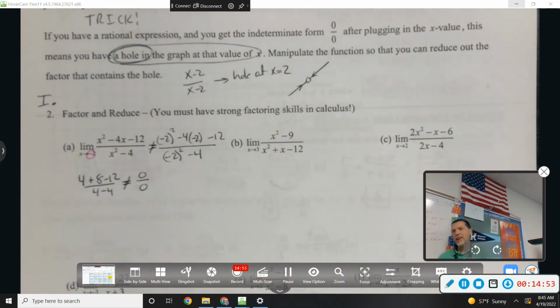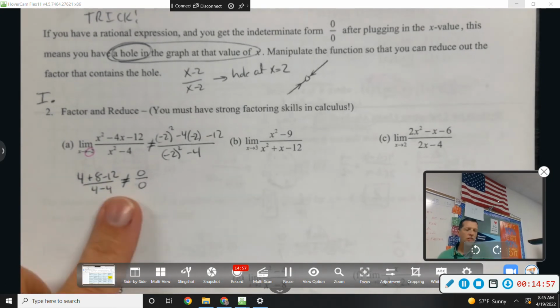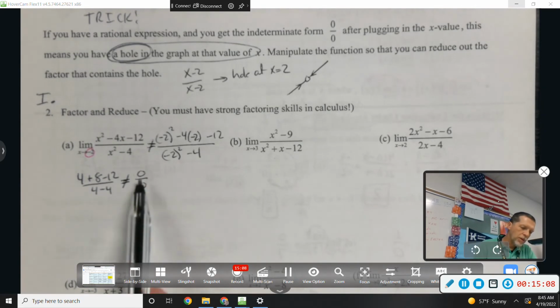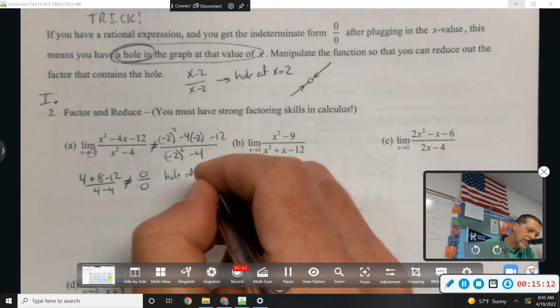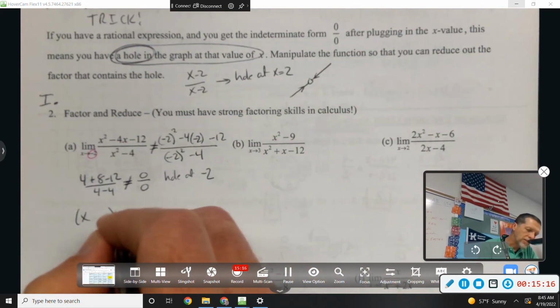This is a big deal in calculus. It's not so big a deal here, but you should start thinking about this. 0 over 0, that's not a number, so I can't write that as an answer. Okay, but if I get 0 over 0, that means there's a hole at negative 2. So let's try to factor and see what happens.